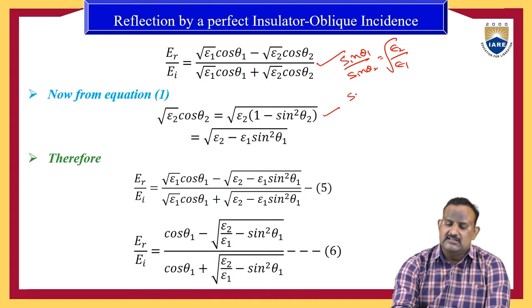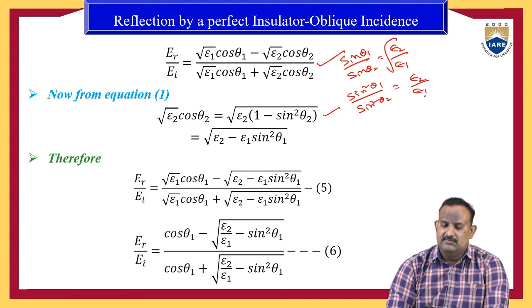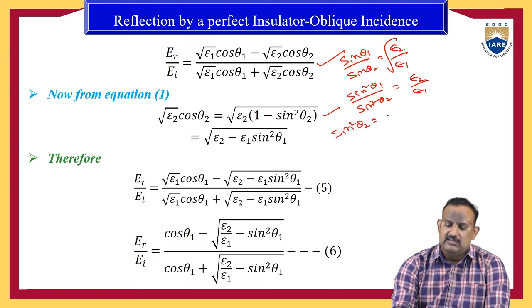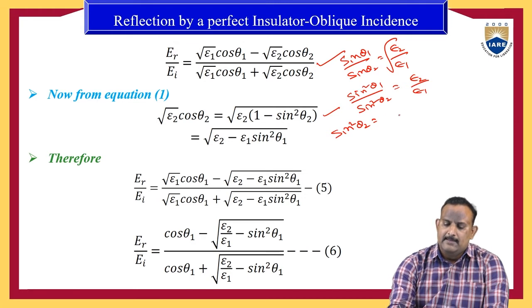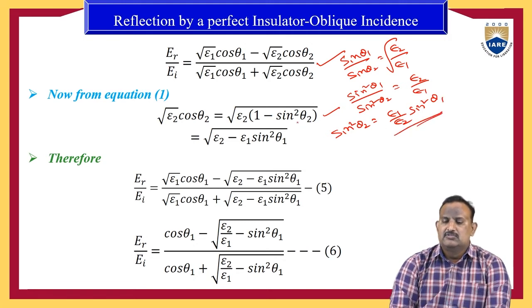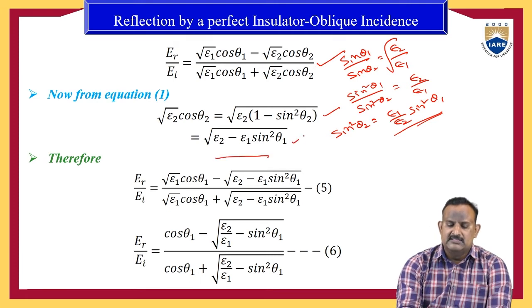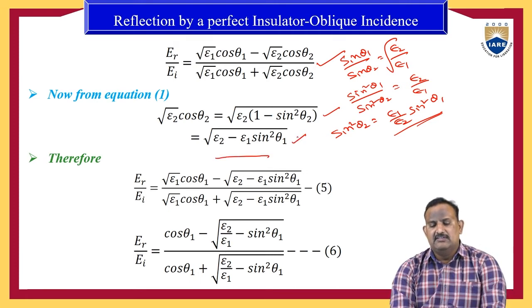Square the equation on both sides. Therefore, sine square theta 1 by sine square theta 2 is equal to epsilon 2 by epsilon 1, or sine square theta 2 is equal to epsilon 1 by epsilon 2 into sine square theta 1. We need to substitute this in the equation. After simplification, it becomes root of epsilon 2 minus epsilon 1 into sine square theta 1.